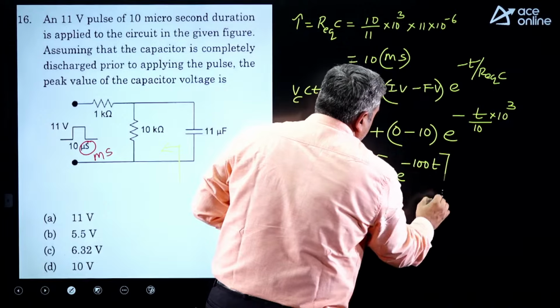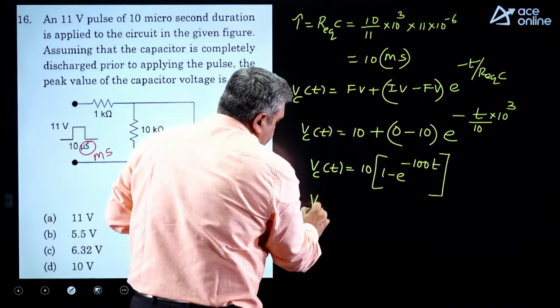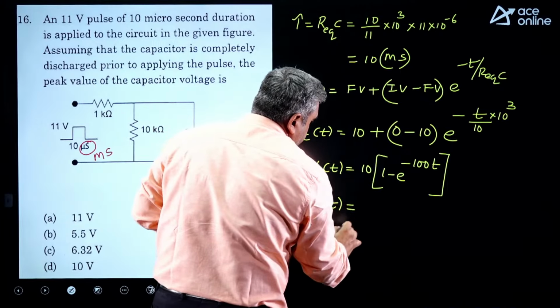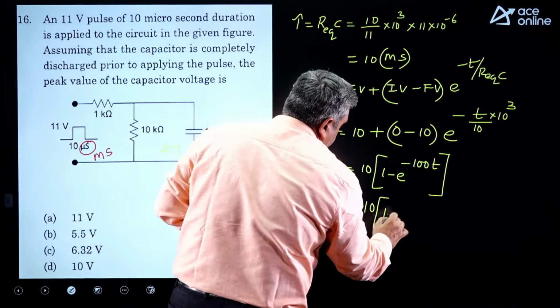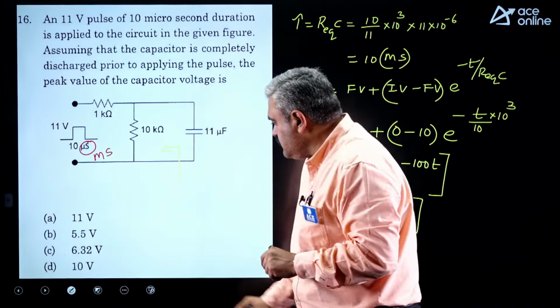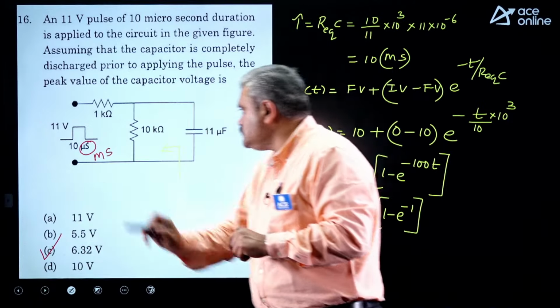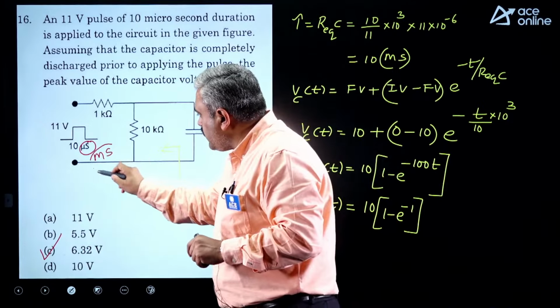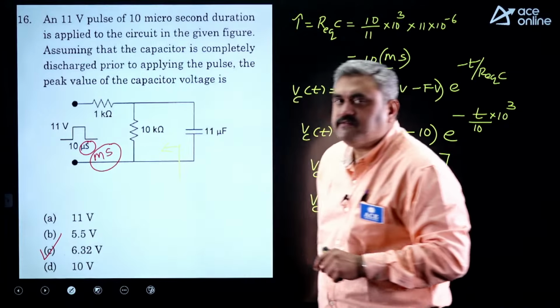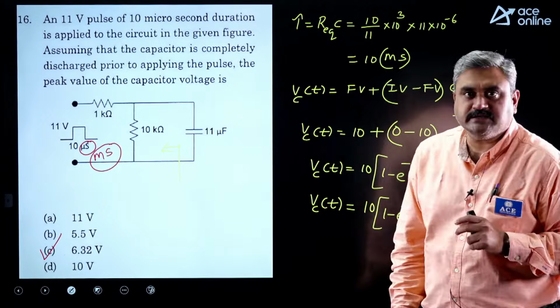Okay. Now because you are applying your pulse for 10 milliseconds, the maximum possible value of voltage that you can get is 10 into 1 minus e power minus 1. So this comes out to be around 6.32 volts. So this should be your correct choice. If this is micro, then you cannot get any answer. So possibly it is the pulse which you are applying for 10 milliseconds. Okay.